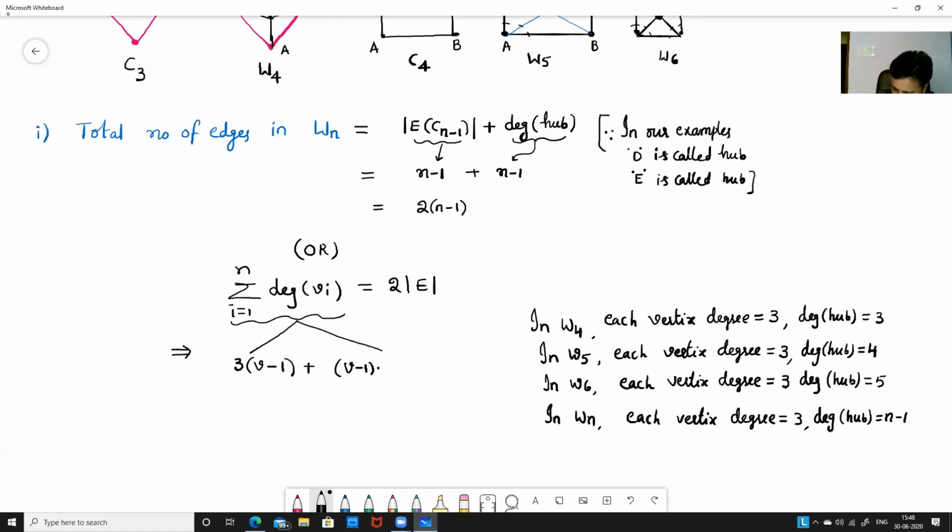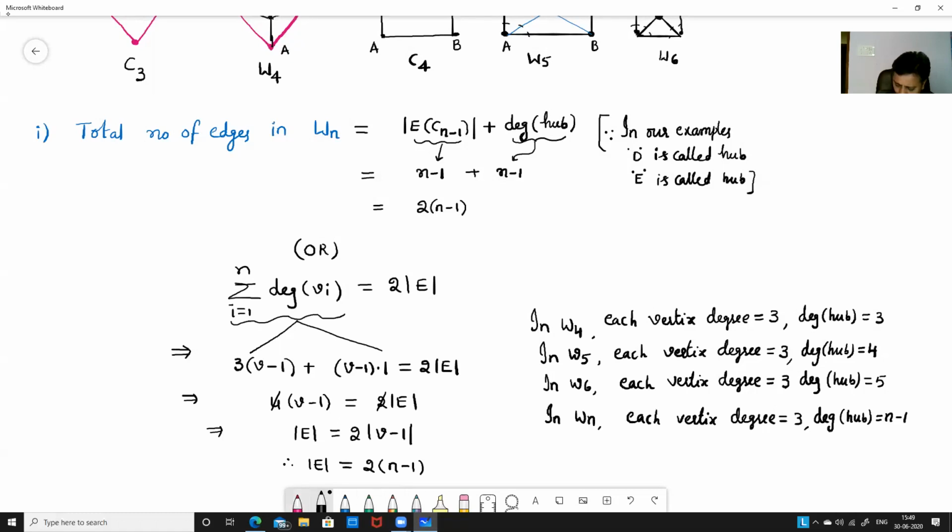How many such vertices? 1. This equals 2 times the number of edges, which is 4 times (V minus 1) equals 2 into the number of edges. So the 2 gets cancelled on both sides. Therefore, the number of edges equals 2 times (number of vertices minus 1), where vertices means here n. Therefore, the final answer is number of edges equals 2 times (n minus 1).